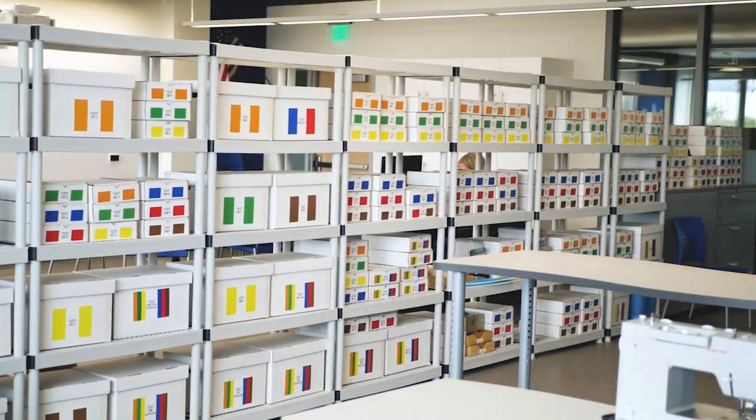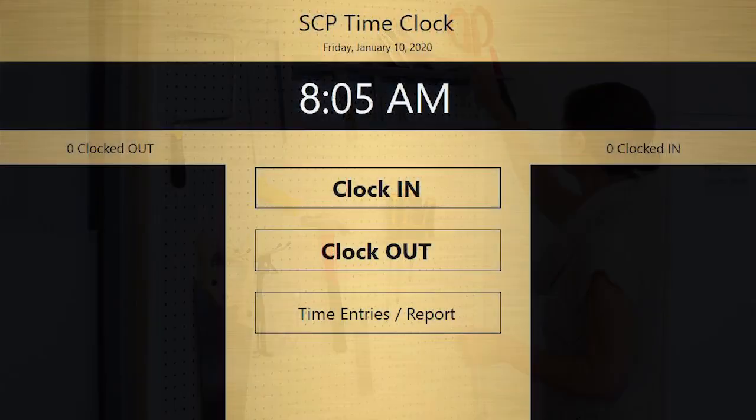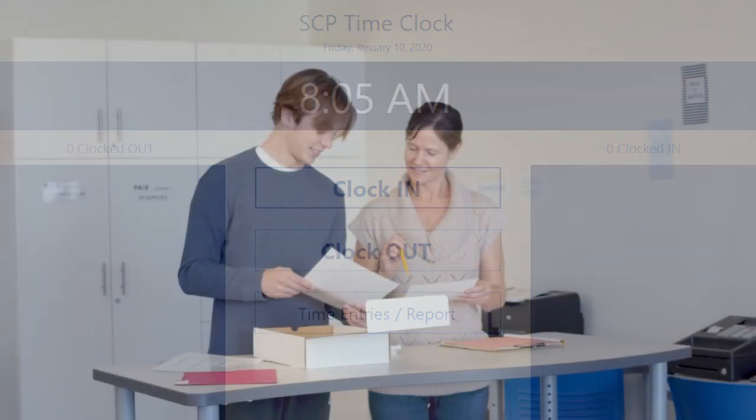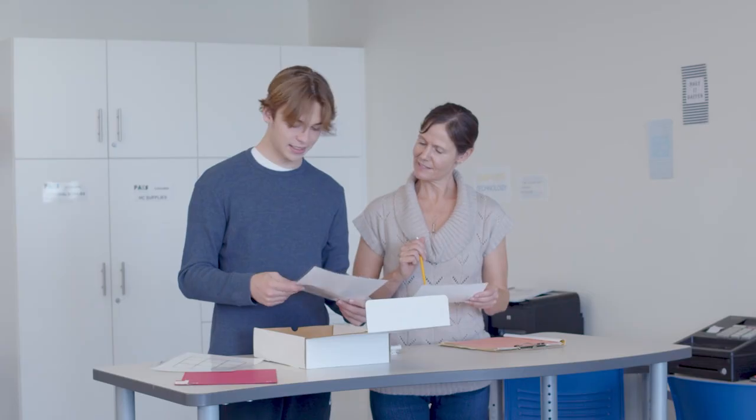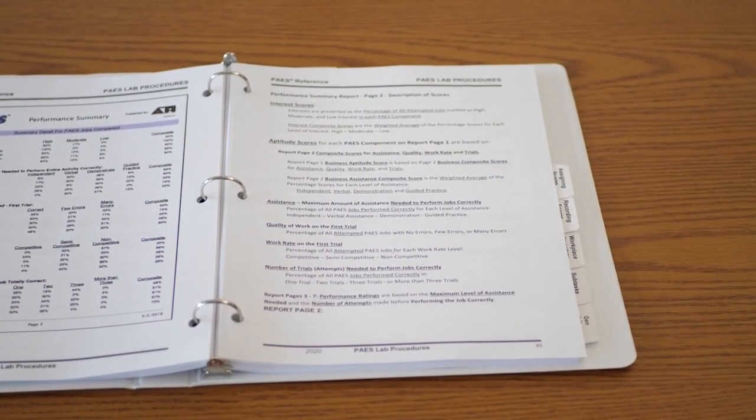Welcome to the PAES Lab job site. Remember, the PAES Lab is not a classroom, it's a simulated work site. The teachers are supervisors, the students are employees, and class periods are shifts. Now let's go over the materials and terminology you'll be using during the PAES Lab.